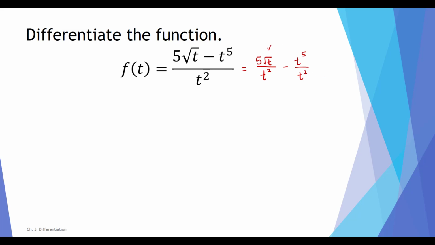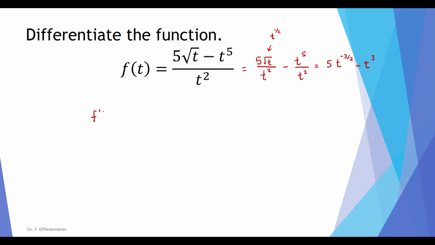And then, remember, the square root of t is t to the 1/2. And so we can use our rules of exponents to write our function as 5 times t to the negative 3/2 minus t to the third.